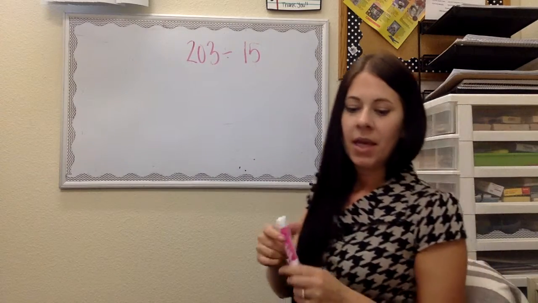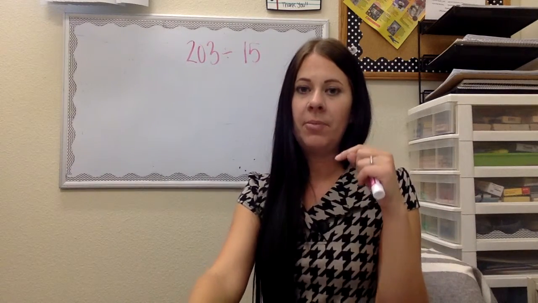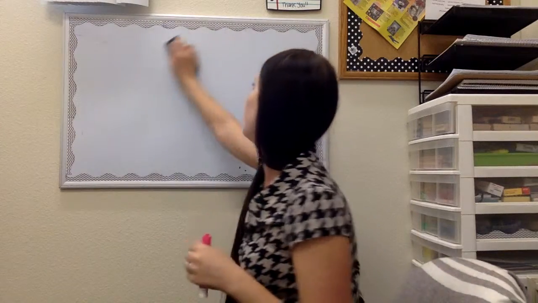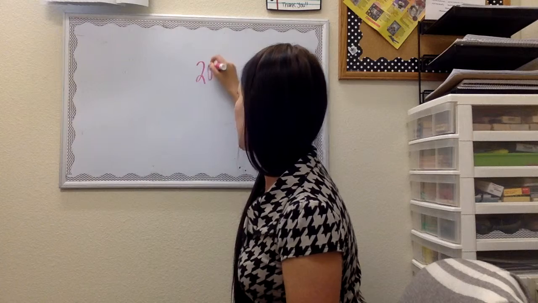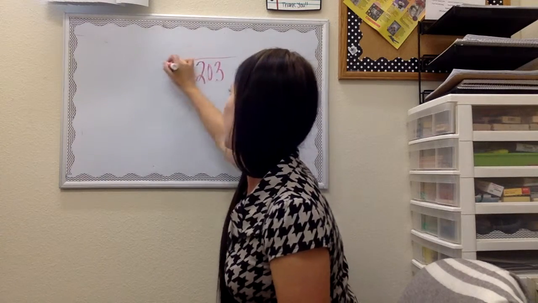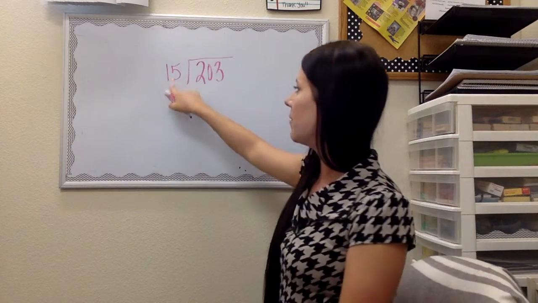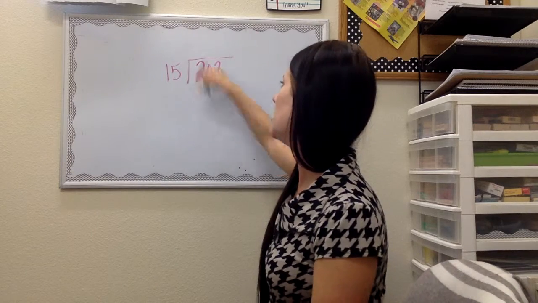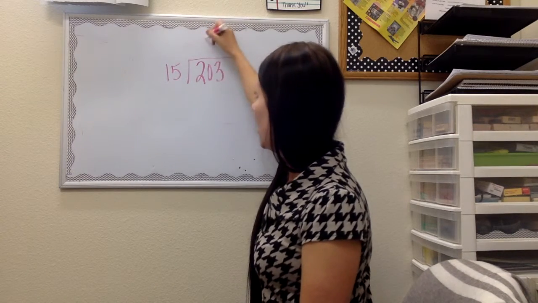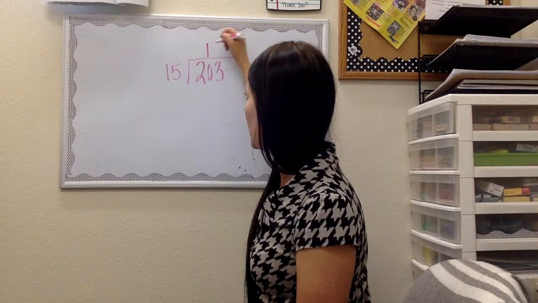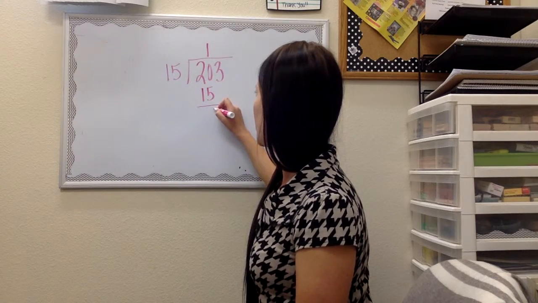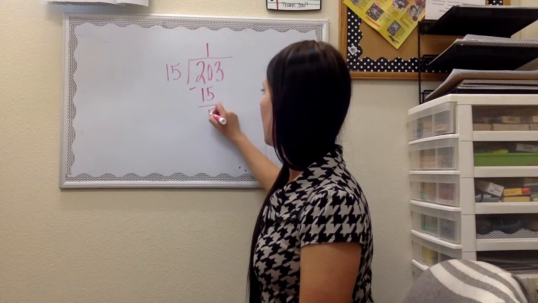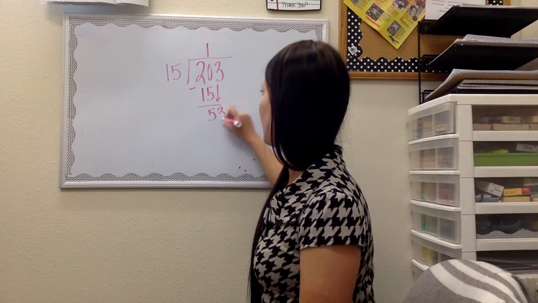All right. I'm going to erase the problem right now because I want to put it in a format I can actually use. So remember, the first number goes under, 203 divided by 15. Okay, so 15 doesn't go into 2, so I don't start here. I start here because it goes into 20 one time. 15 times 1 is 15. Remainder of, so now I subtract and get 5, and then I bring down my 3.